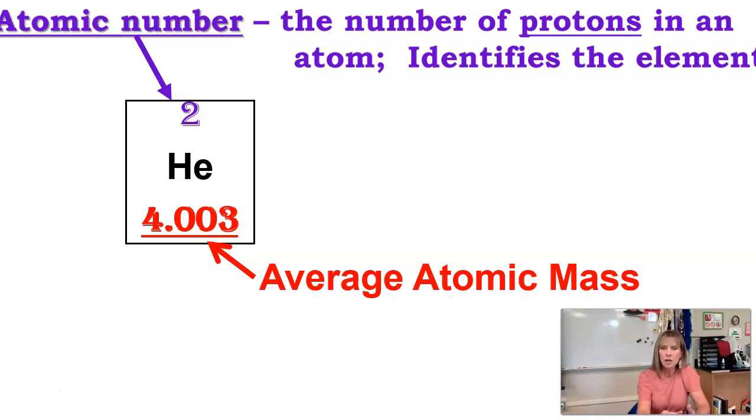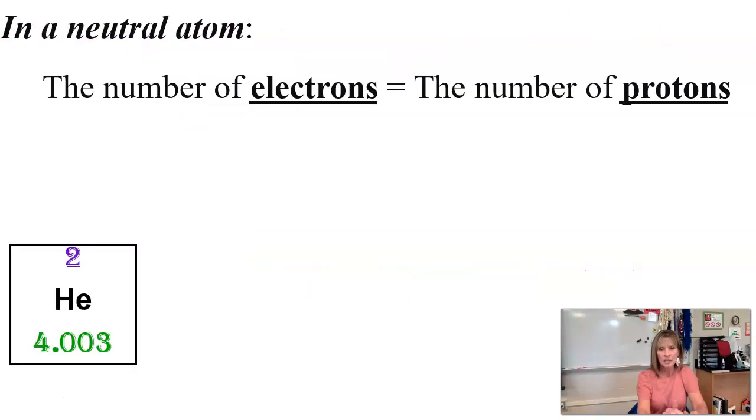4.003 is the average atomic mass for helium, and each average atomic mass is different. It's an average of the isotopes. Remember I told you earlier that isotopes had slightly different masses. Well, when you average those together, you get the average atomic mass that's at the bottom of the box on the periodic table.